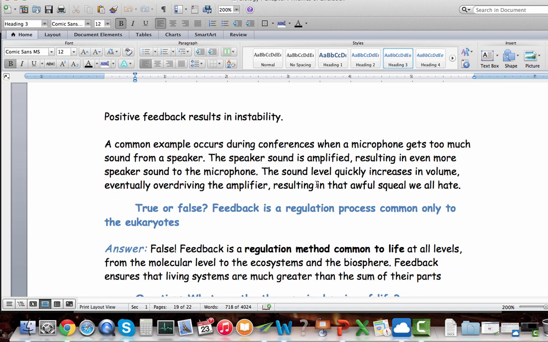A common example occurs during conferences or presentations when a microphone gets too much sound from a speaker. The speaker sound is amplified, resulting in even more speaker sound to the microphone. The sound level quickly increases in volume, eventually overdriving the amplifier, resulting in that awful squeal that we all hate.